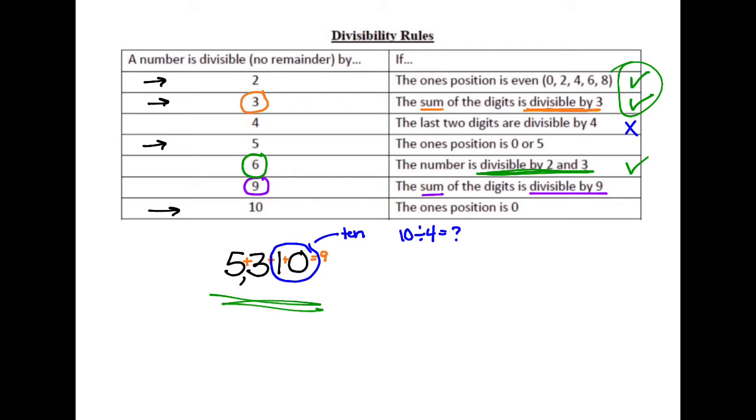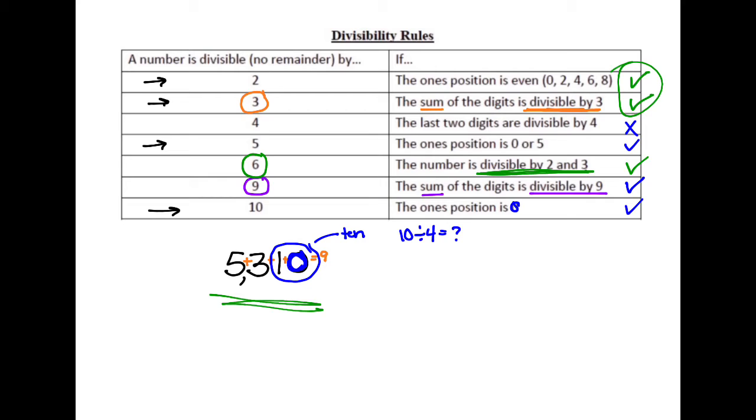Is it divisible by 5? Yes, because it ends in a 0. If you're counting by fives, 5, 10, 15, 20, 25, 30, 35, 40, every single one of those ends in a 0 or a 5. And with 10, if you're counting by tens, 10, 20, 30, 40, 50, etc., every one of them ends in a 0, which this one does. So it's also divisible by 10.